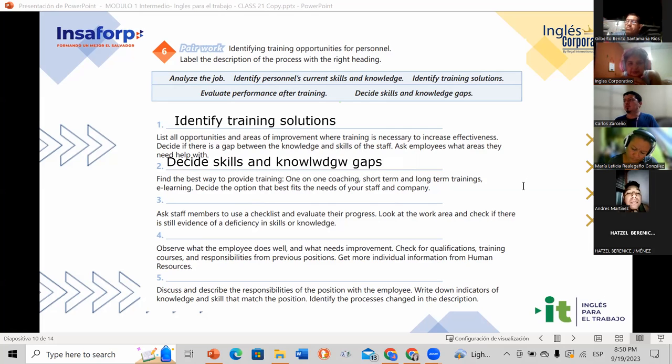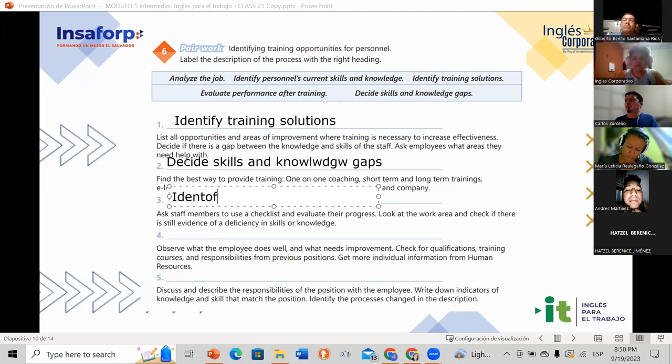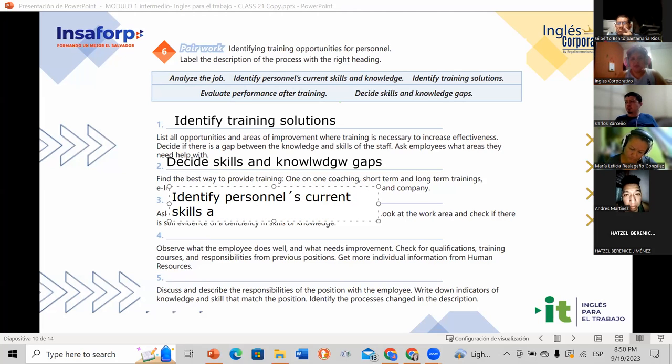Andres, number three. I think that is identify personal current skills and knowledge. We identify personnel current skills and knowledge.